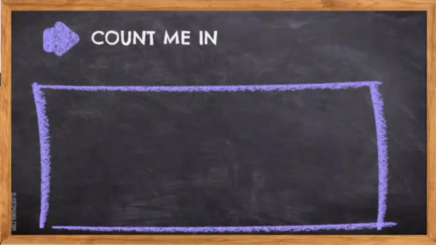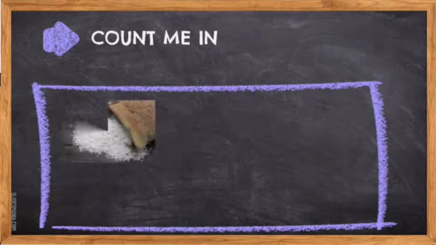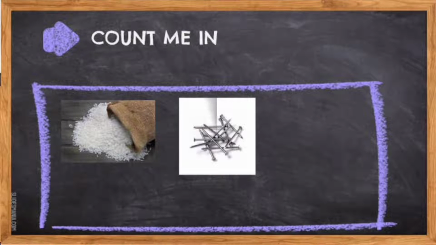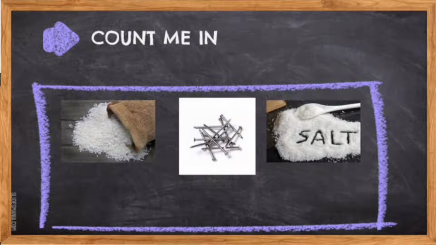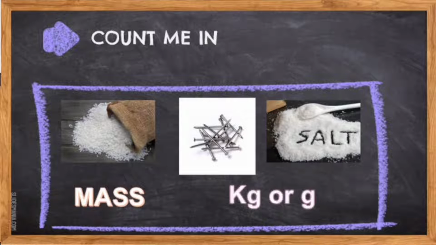Can you count me in? How can you measure rice, nails, or salt? When you buy in the market, can you buy it by piece? Of course not. Why? Correct, because the particles are so small. So, we usually measure it by getting the mass. We use grams or kilogram, right?